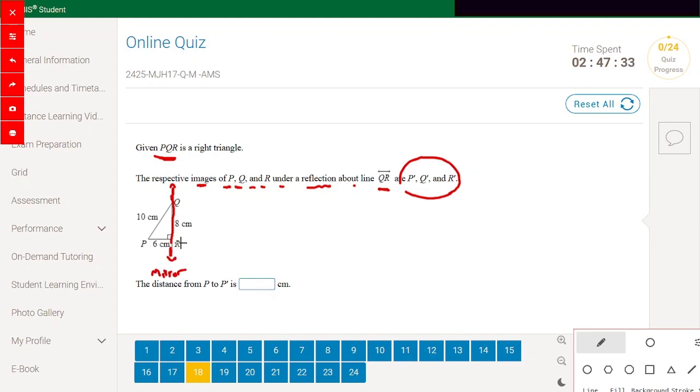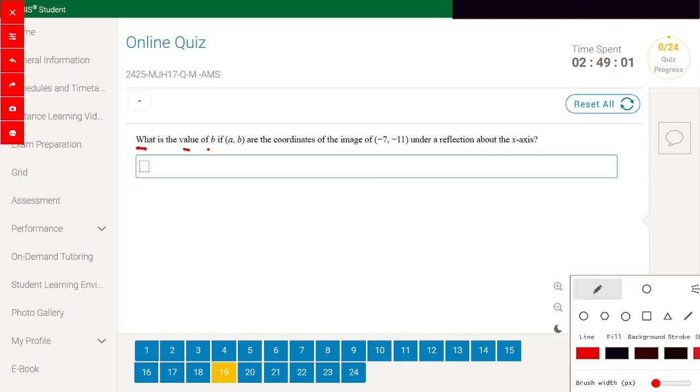So let's draw R and Q. R is on the line of QR, so the reflected point for R is the same point. This will be R dash. And Q will be the same, so this is Q dash. For B, it's 6 centimeters from the mirror, so the reflection side will also be 6 centimeters. So this is B dash. Now the distance between B and B dash will be 6 plus 6 equals 12 centimeters.